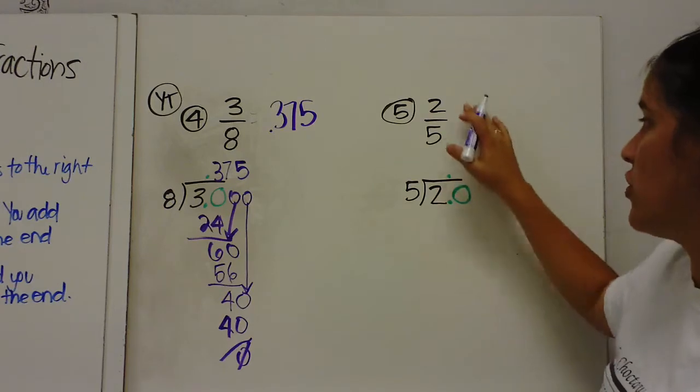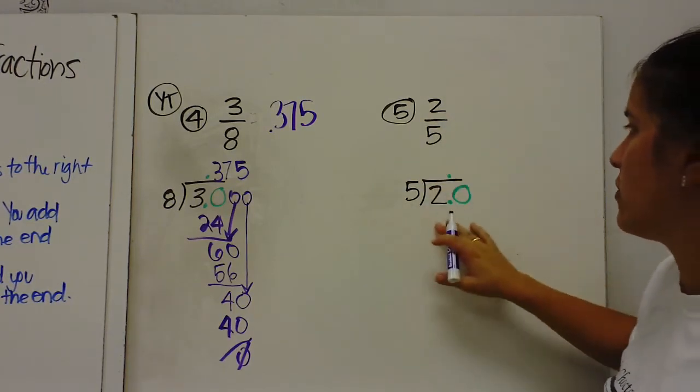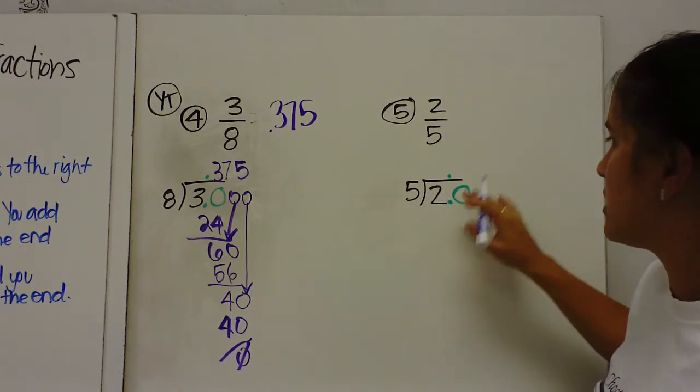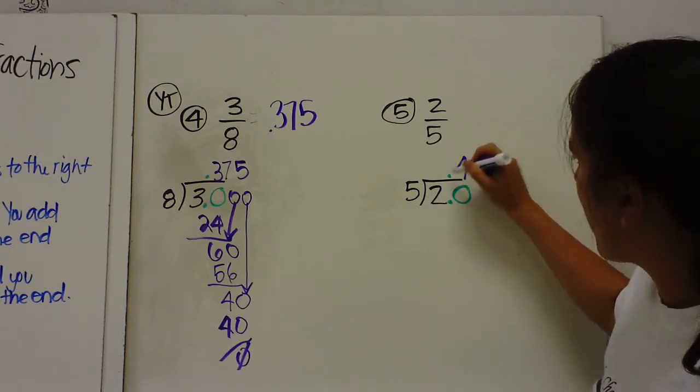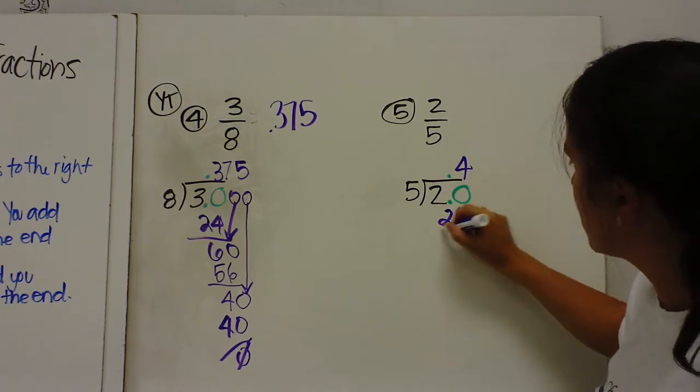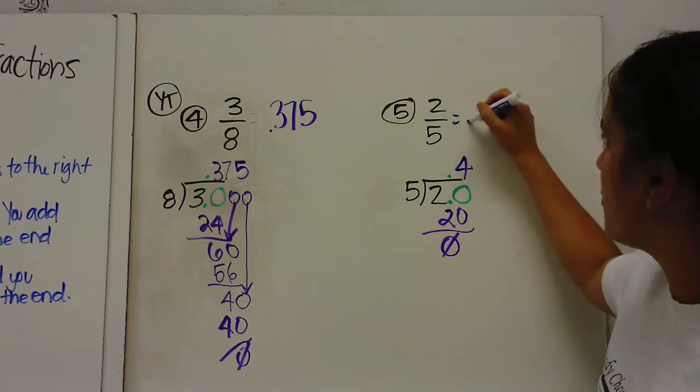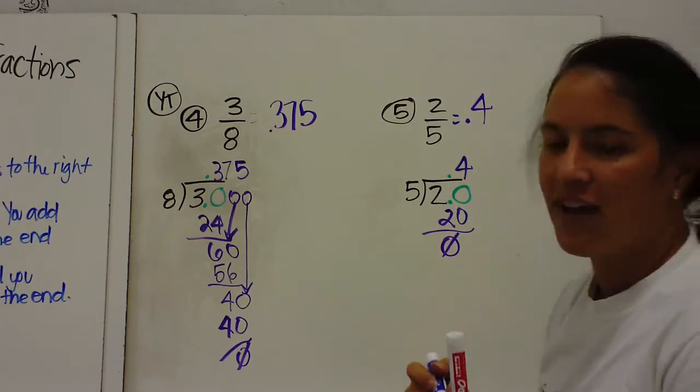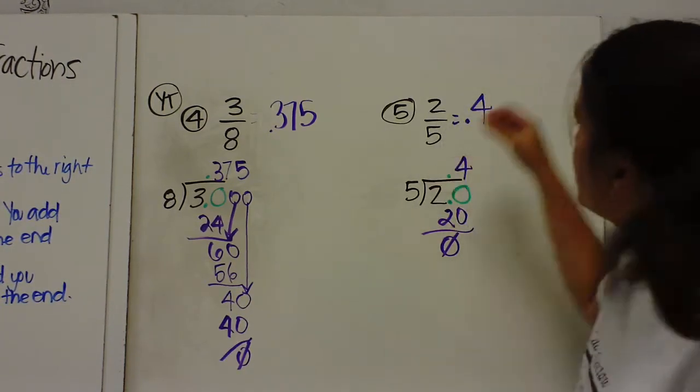Now 2/5, 5 into 2. So we add a decimal and a 0, it becomes 20. 5 will go into 20 4 times. And no remainder, so 0.4. I hope you got those correct.